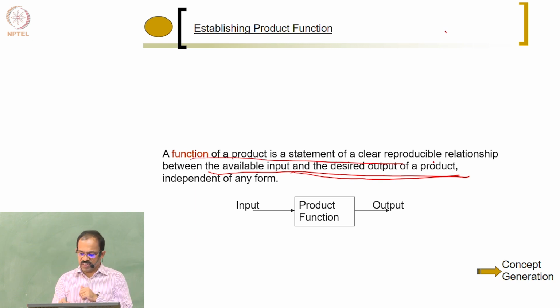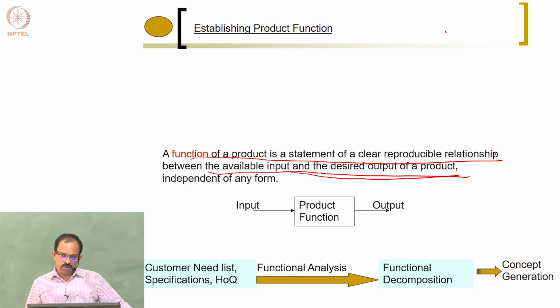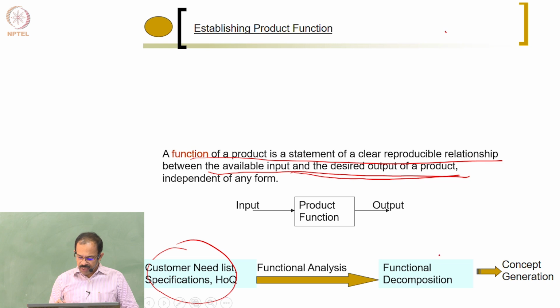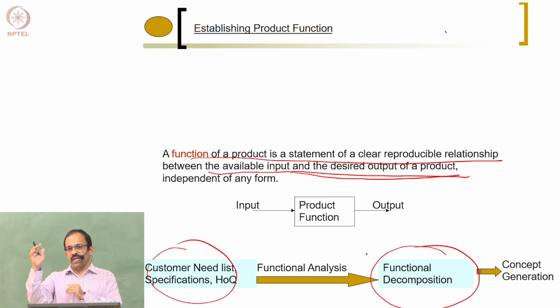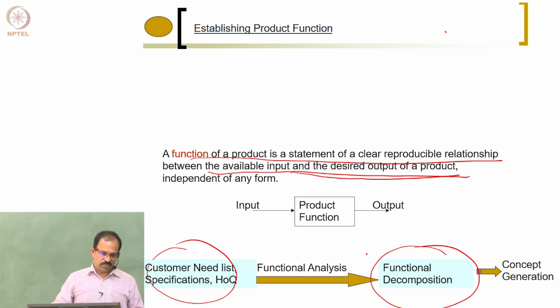Okay, so that is what is given. A function of a product is a statement of a clear, reproducible relationship between the available input and the desired output of a product. So any product you will be able to find an overall function like this. So now what we are trying to do is, from the customer's need list and house of quality, we try to do a functional decomposition of the product to identify what are the things needed in the product to provide that function. For example, if you take the fan, it is to provide air circulation. How does it provide air circulation?